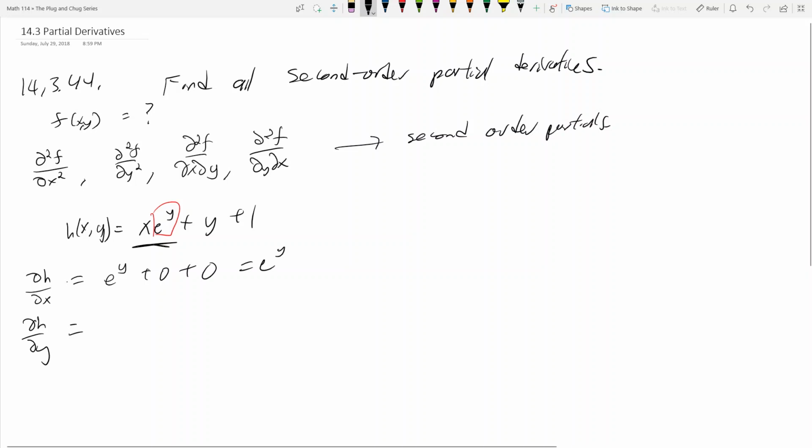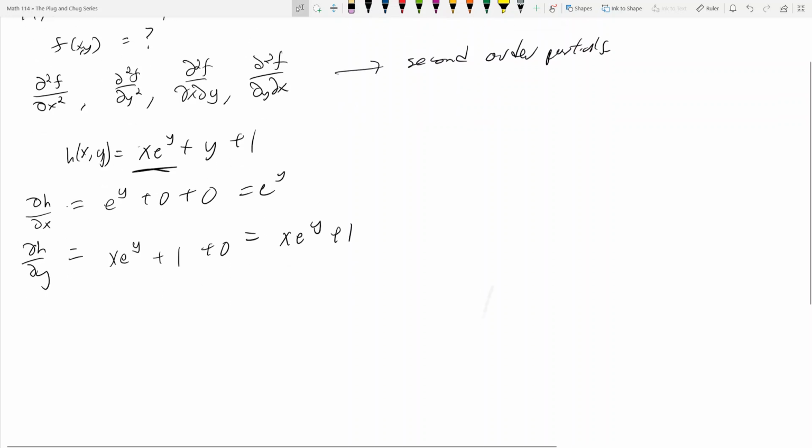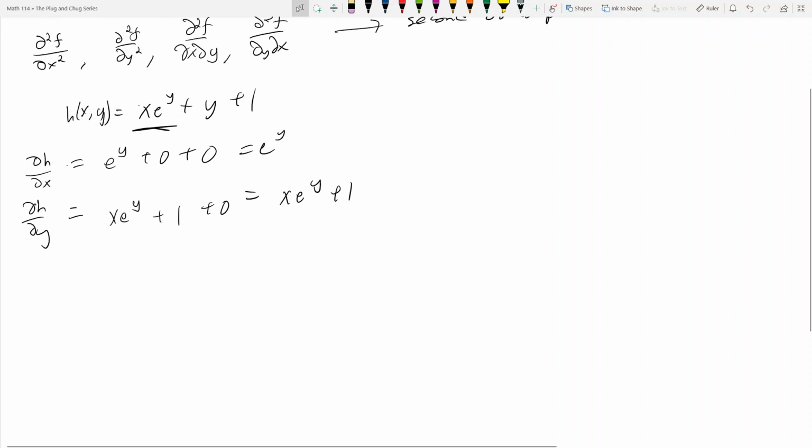Dh dy is going to be equal to, so you have x e to the y, right? But now you treat x as if it were a constant, so you have some constant multiplying e to the y, and then take the derivative of e to the y, which is still e to the y, so you still have x e to the y, all right? And then you take the derivative of y with respect to y, well, that's 1, and then the derivative of 1 with respect to y is 0, and so that's x e to the y plus 1. All right, so now we can take our second partials.